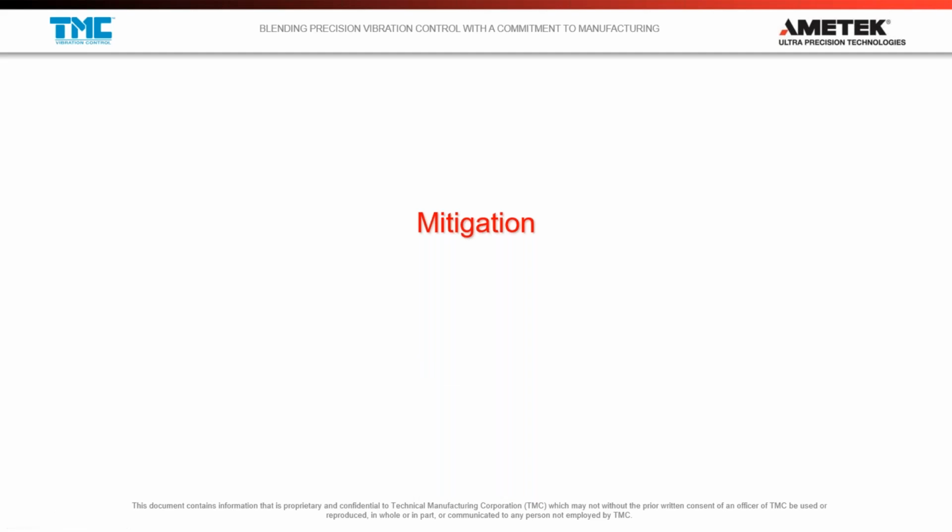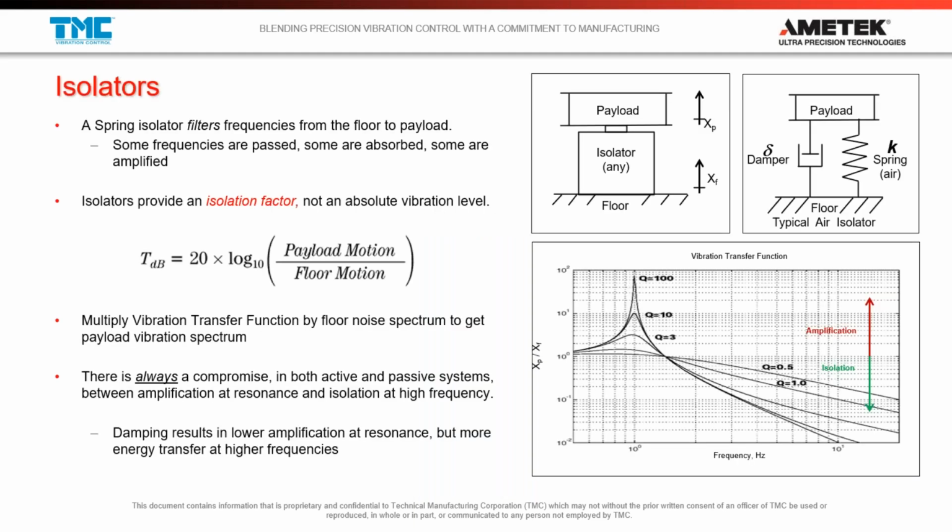So we think we know where our vibration is coming from, and we think we've measured it and identified some of our vibration sources. Now we're going to talk about how we get rid of these. What do we use to mitigate our floor vibration if we want to install an ultra precision or a high resolution instrument? The first thing we look at is isolators.